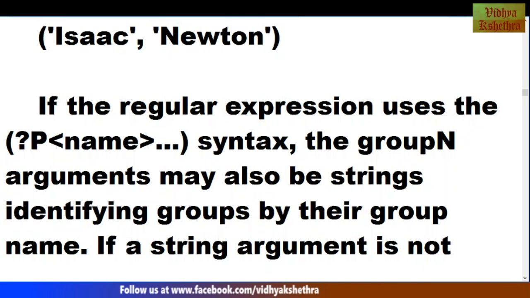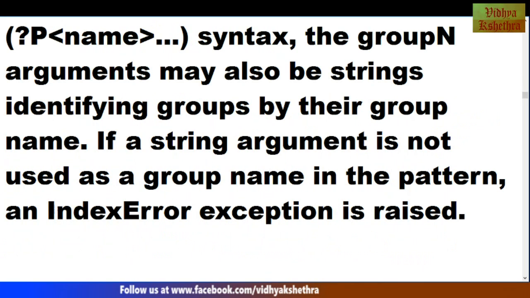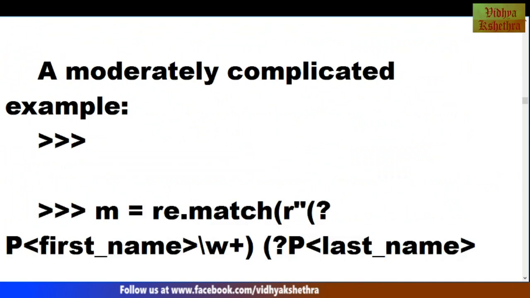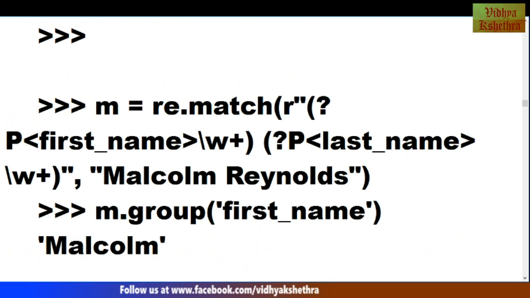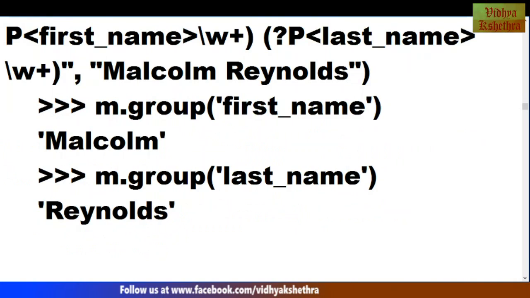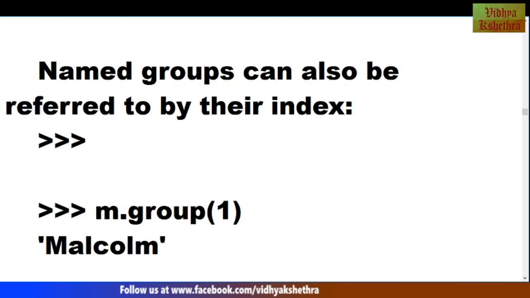If the regular expression uses the syntax (?P<name>...), that is a named group, the group arguments may also be strings identifying groups by their group name. If a string argument is not used as a group name in the pattern, an IndexError exception is raised. A moderately complicated example: in this case, the groups are named. That is, the first group as first_name and the second group as last_name. And these groups can be accessed using m.group('first_name') giving Malcolm and m.group('last_name') giving Reynolds.